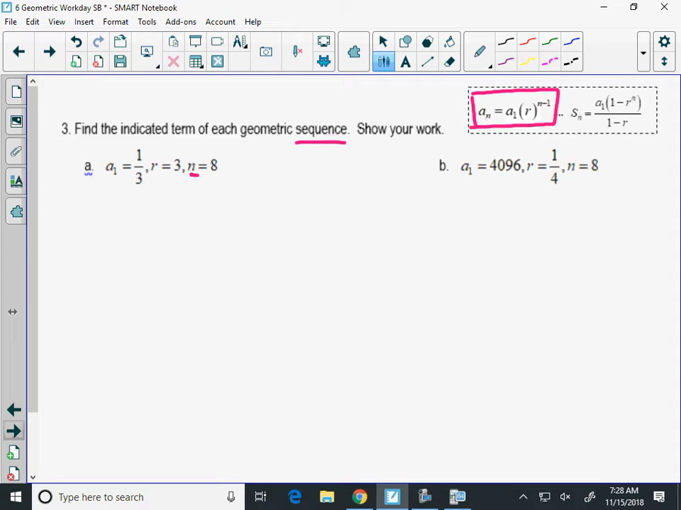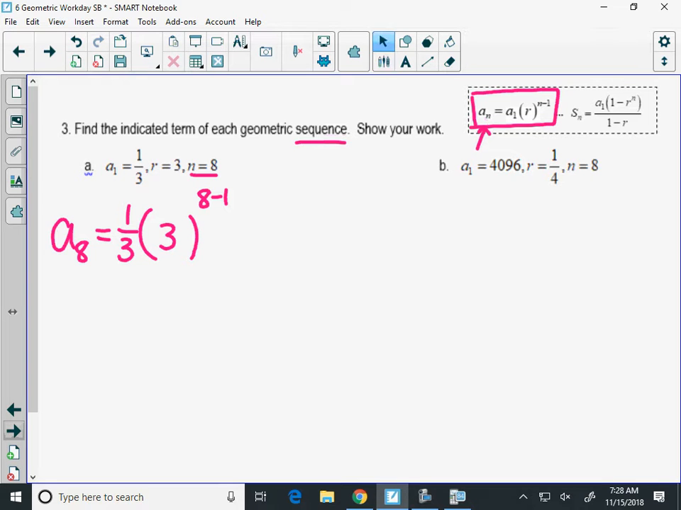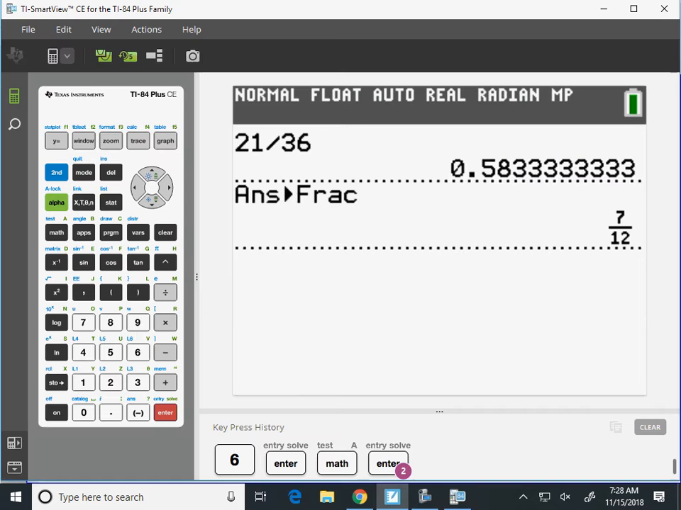I know that n is 8. That 8 means that I know what's going to go in for the subscript of a here. So I'm trying to find the 8th term, a sub 8. I know that a sub 1 is 1/3, so I'm going to put that in there, times my common ratio of 3. Now again, n is 8, so I'm going to put 8 minus 1 as my exponent, and I'm going to simply type that expression into my calculator.